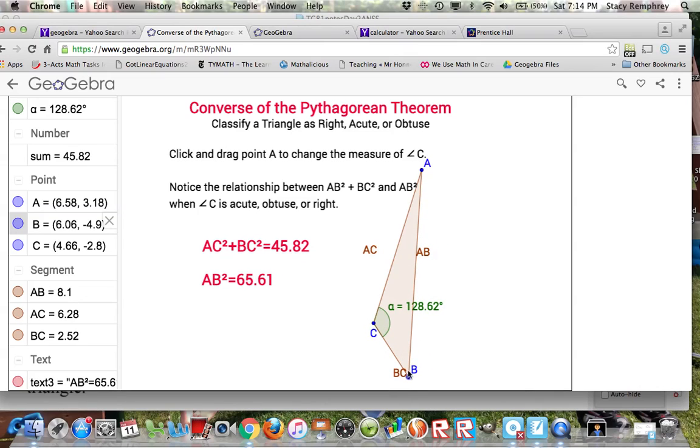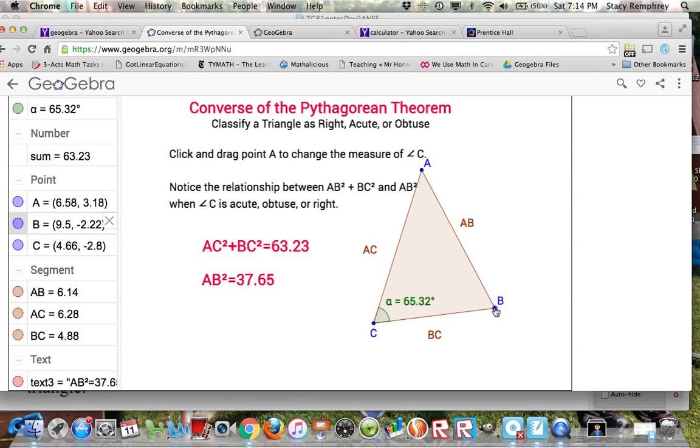Now over here, look at the green angle here. Is that acute, right, or obtuse? Okay, hopefully you're going to say obtuse. And when it's obtuse, you'll see that the side across from it, the square of it, is greater than the sum of the squares of the other two sides. So when the angle here is obtuse, the square of the side across is going to be greater than the sum of the other two squares.